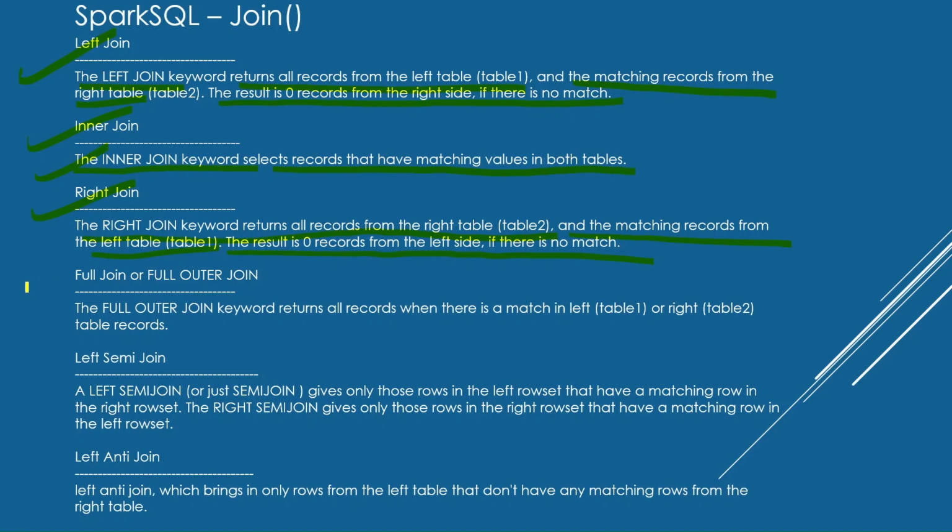Let's discuss the full join. The full join or full outer join returns all the records when there is a match in the left table or the right table.